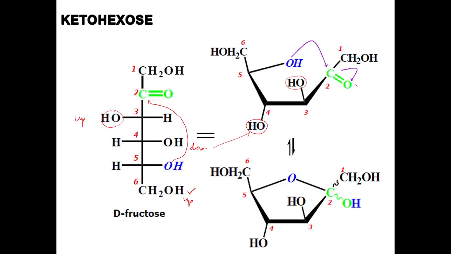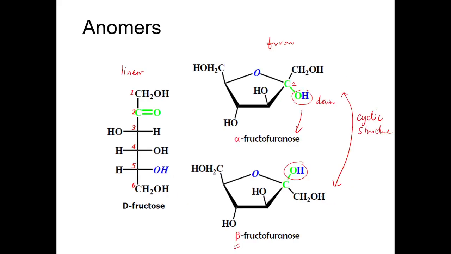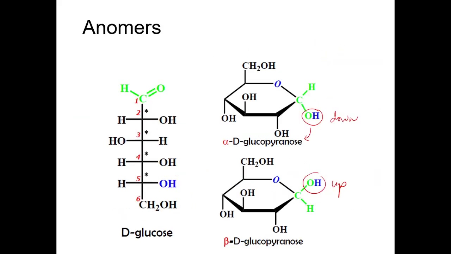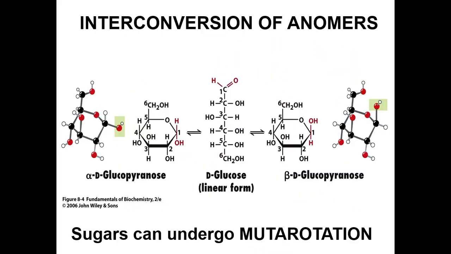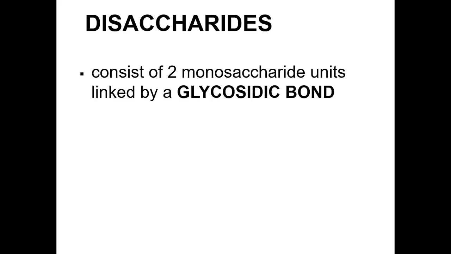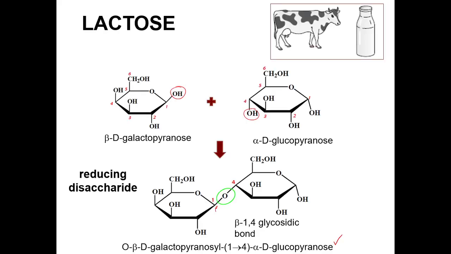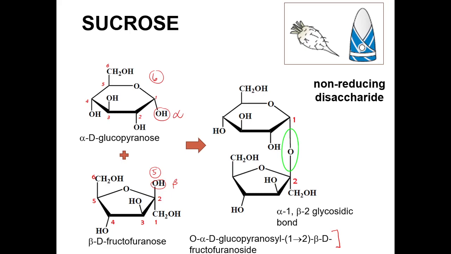So I also shown you the cyclization for a fructose. So that will give you a 5-membered ring, and you call this your furanose. For 6-membered ring, including the oxygen, you call that your pyranose. Okay? And the interconversion of these anomers it is possible because of mutarotation. So for disaccharides, these are two monosaccharide units bonded through a glycosidic bond. We mentioned lactose, maltose, and sucrose.